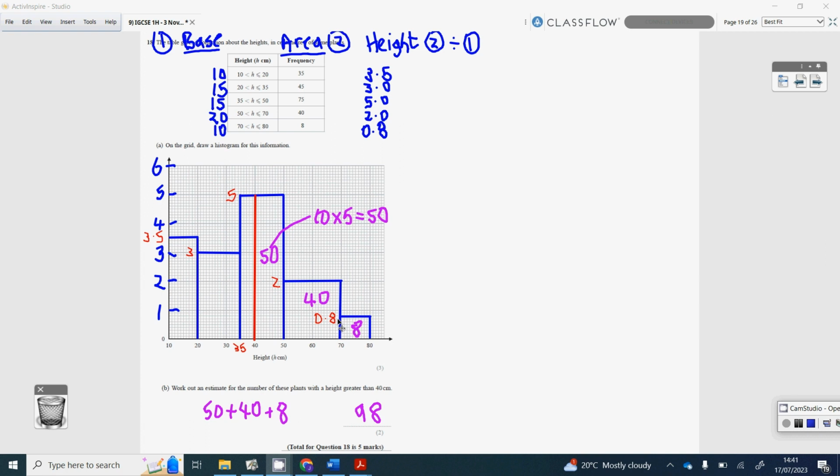Now, for part B, I'm being asked to work out an estimate for the number of these plants with a height greater than 40. So there's my line 40. So I want all the area to the right-hand side of that red line. So that's obviously going to include the 40 and the 8 that I've already worked out, that bar and that bar. And I just need to work out this area here of going from 40 to 50. So base of 10, a height of 5, that's 50. So my total frequency will be the 50 plus the 40 plus the 8, which is 98.